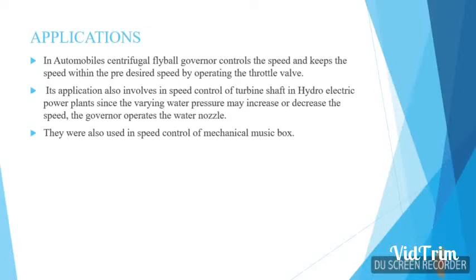Let's look at its applications. In automobiles, the centrifugal flyball governor controls the speed and keeps it within the pre-desired speed by operating the throttle valve. Its application also involves speed control of the turbine shaft in hydroelectric power plants, since the varying water pressure may increase or decrease the speed. The governor operates the water nozzle. They were also used earlier in speed control of mechanical music boxes.